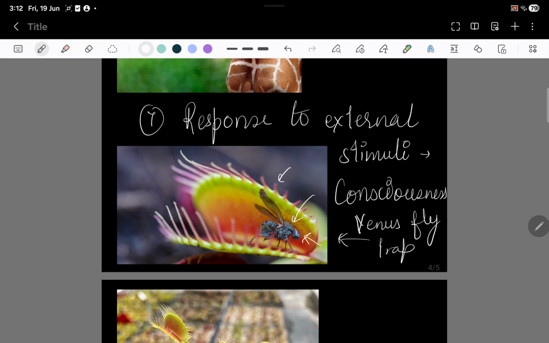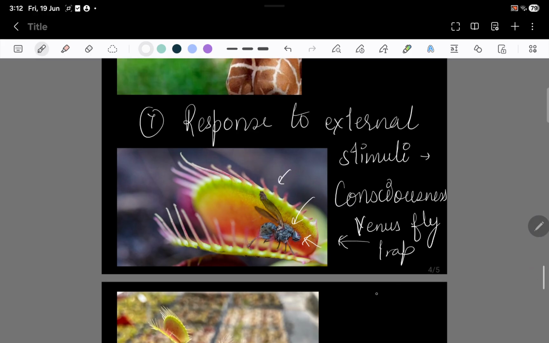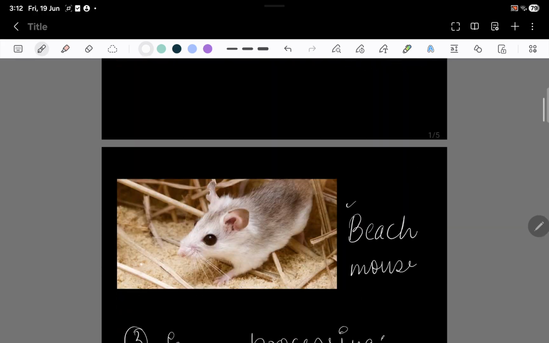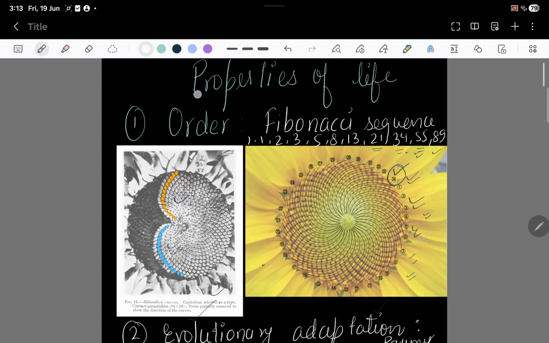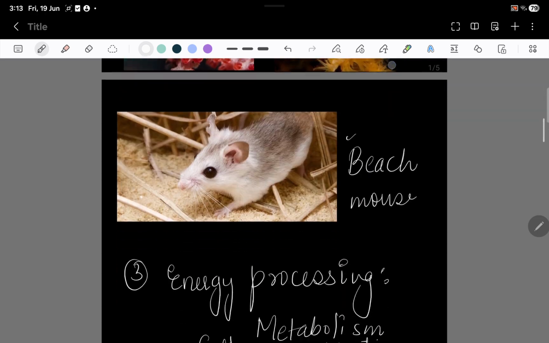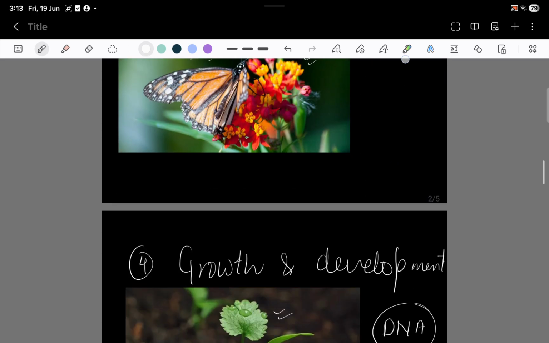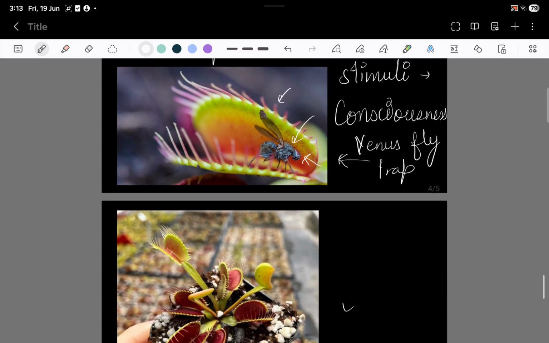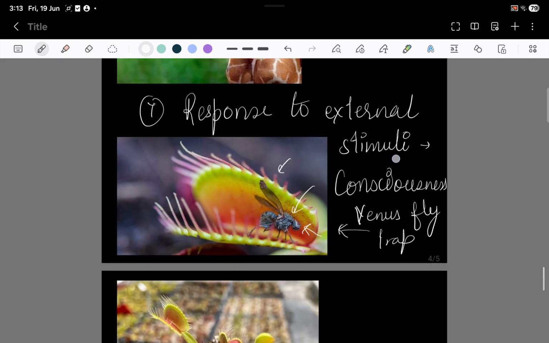to enjoy the meal. Okay. Now, if I say another example, suddenly you touch a hot object and immediately you remove your hand. That is an example of response to external stimuli. So, living organisms respond to external stimuli. Okay, here you can see this beautiful Venus flytrap. Okay, now you know the different properties. These are some of the properties of life I have discussed: order, evolutionary adaptation, energy processing, metabolism, growth and development, regulation, reproduction, and response to external stimuli.